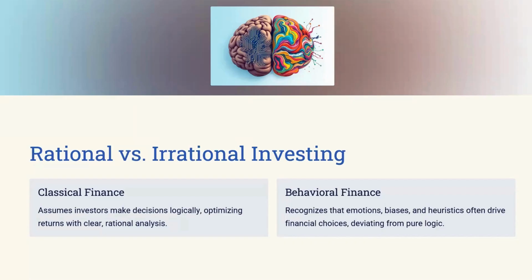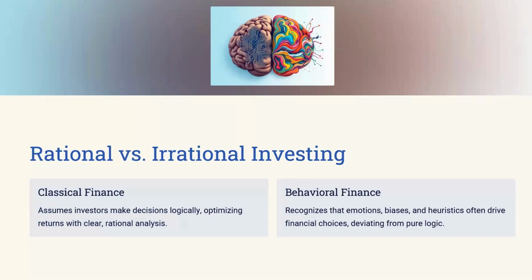So, behavioral finance. The second point is the behavioral finance real-world investor. It recognizes the emotions and biases that often drive financial choices, deviating from pure logic. Emotions like fear and greed: human emotions frequently override rational thought. Fear can lead to panic selling, while greed can drive speculative bubbles, causing investors to hold on to a winning position too long or chase risky assets.